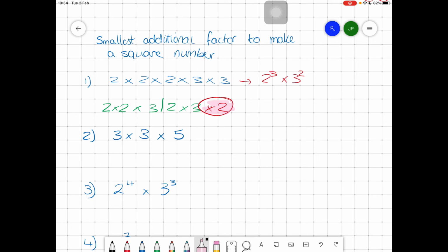Okay, right, pause the video. What's the additional factor to make the square number for question 2, please? So 3 times 3 times 5. Think about what the additional factor would be, please.